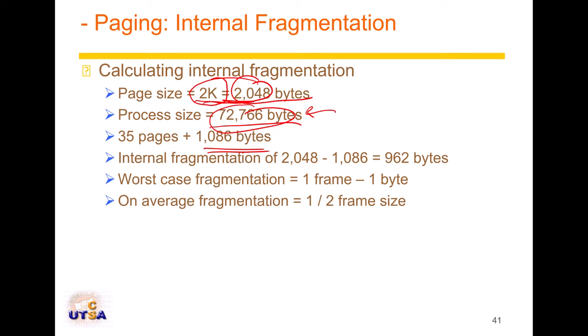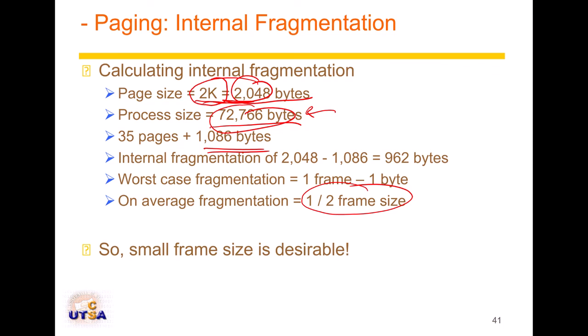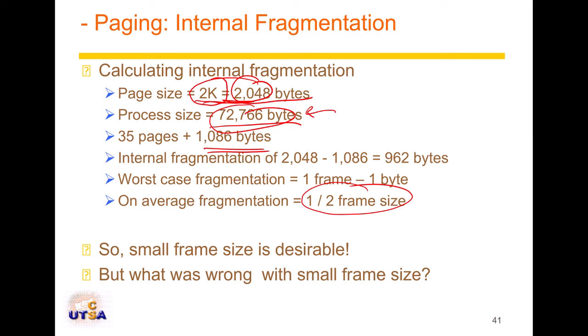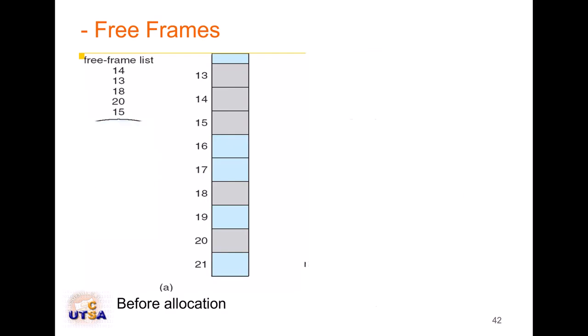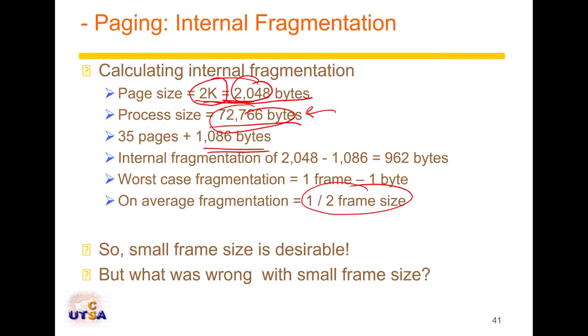Okay, I think on average the internal fragmentation, because some of these processes will use the whole page, some of the processes will use only one byte. So if you take many, many last frames, on average half of the frame size will be wasted. So that's why if you make the frame sizes smaller and smaller, you will lose less. But we know that that creates other problems like larger page tables and things like this. So small frame sizes is desirable in that case, but that also creates another problem in terms of number of page table entries and the page table size.